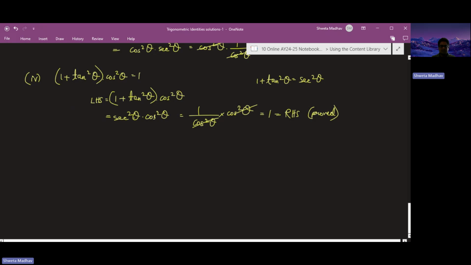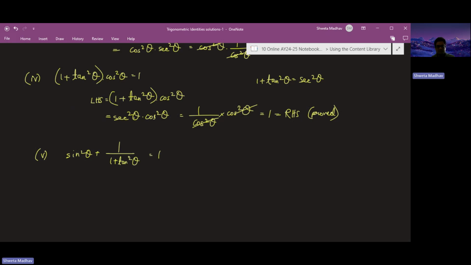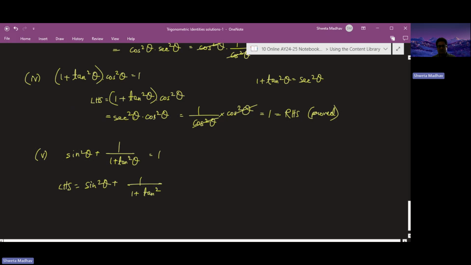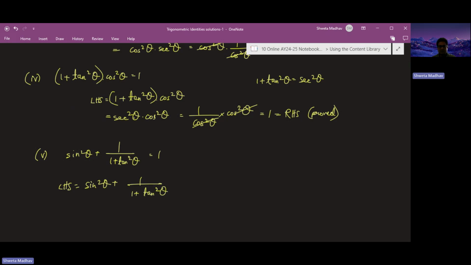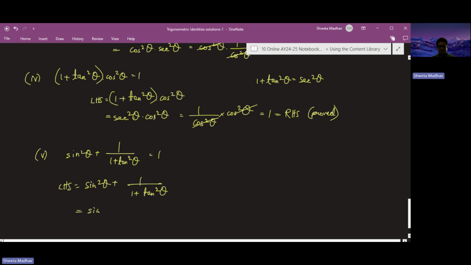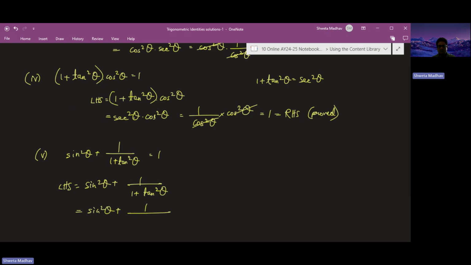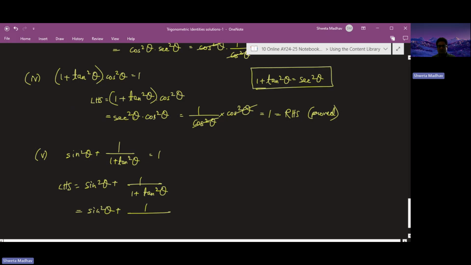Then in the fifth part, we are told to prove that sin square theta plus 1 by (1 plus tan square theta) is equal to 1. Now here the left hand side is given as sin square theta plus 1 by 1 plus tan square theta. Now 1 plus tan square theta, we know, is sec square theta. So this is 1 by sec square theta.